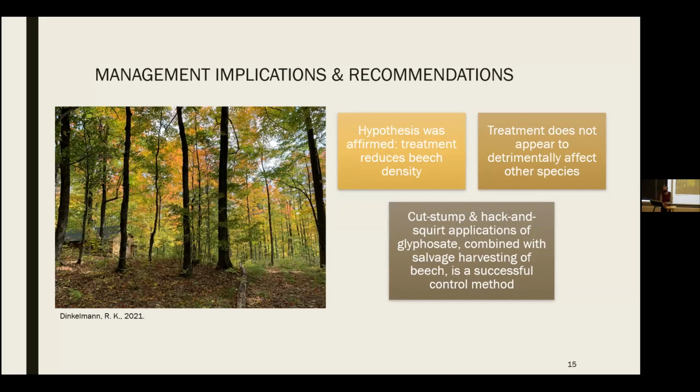On the contrary, it seems that these other tree species benefit from the treatment since the beech is now reduced and isn't competing for the light and the nutrients, and that allows these other species to benefit. So my recommendations are that cut stump and hack and squirt applications of glyphosate in conjunction with salvage harvest is an effective method of controlling beech regeneration in forest stands with relatively high proportions of beech in the overstory pre-harvest, assuming that the benefits outweigh any negative impacts from herbicide use.